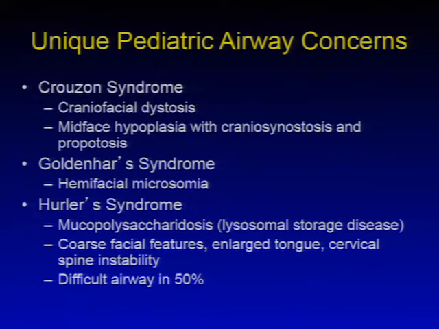Hurler syndrome is noted as a mucopolysaccharidosis, or a lysosomal storage disease. These children often have coarse facial features, a large tongue, and cervical spine instability, and they often have a very difficult airway, mainly related to their short and immobile neck, a high epiglottis, and a hypoplastic mandible.